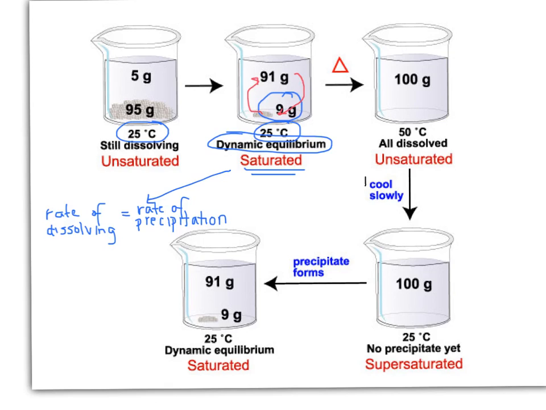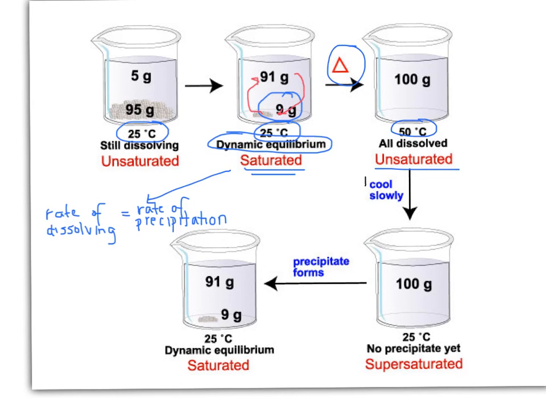Now, when we apply some heat, you will find that the temperature increases to 50 degrees Celsius, and all of that extra solute sitting at the bottom has now disappeared. We are at a state of unsaturated again, but we are at a higher temperature.